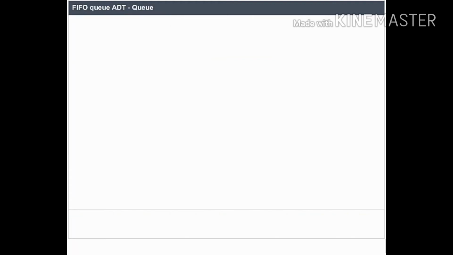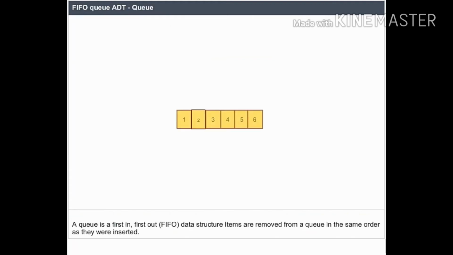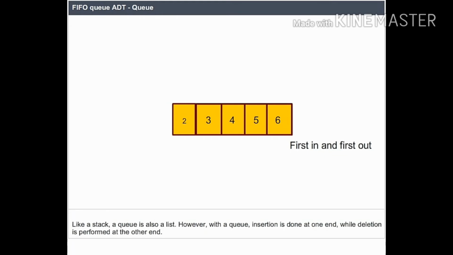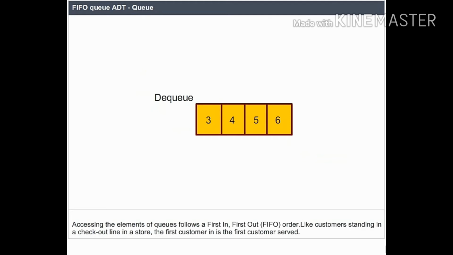First in, first out. Queue ADT. A queue is a first in, first out data structure. Items are removed from a queue in the same order as they were inserted. Like a stack, a queue is also a list. However, with a queue, insertion is done at one end while deletion is performed at the other end. Accessing the elements of queues follows a first in, first out order. Like customers standing in a checkout line in a store, the first customer in is the first customer served.